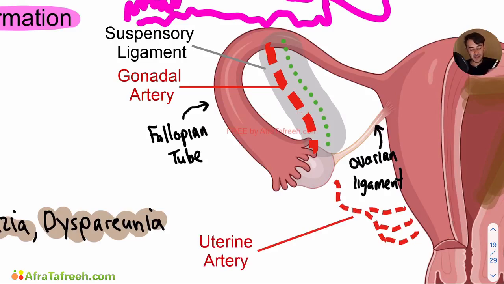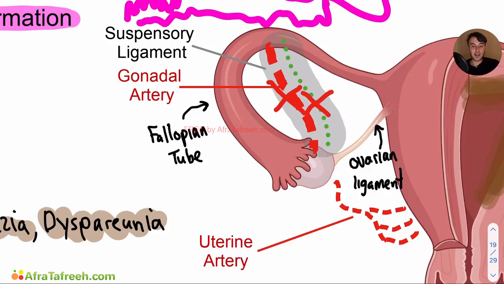Now what happens here is we can get twisting all up in this area, and when this twisting occurs, we are essentially clamping down on a lot of vessel structures. So what happens if we clamp down on this structure here, the suspensory ligament? Essentially we are going to be cutting off blood supply right here and also cutting off return of lymphatic drainage.